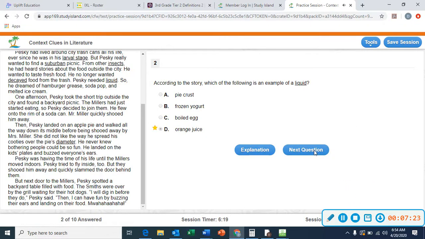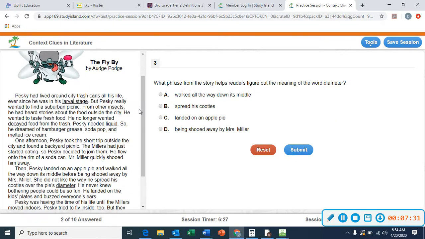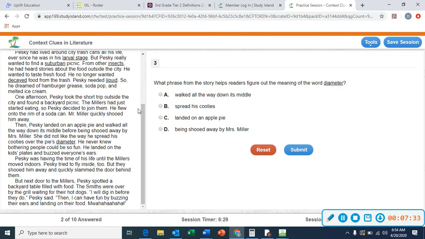Next question. What phrase from the story helps the reader figure out the meaning of the word diameter? Okay, let's go back to the paragraph where we find the word diameter. Then Pesky landed on an apple pie and walked all the way down its middle before being shooed away by Miss Miller. She did not like the way he spread his cooties over the pie's diameter.